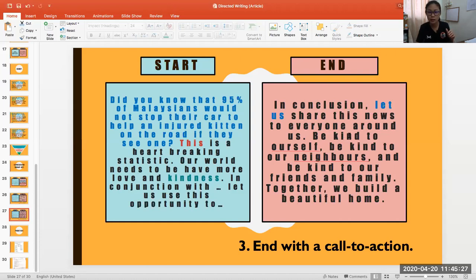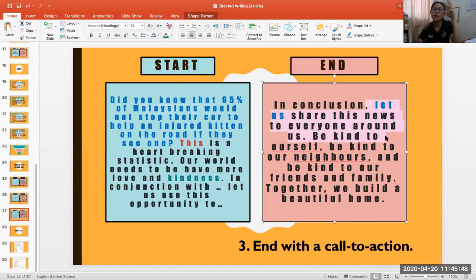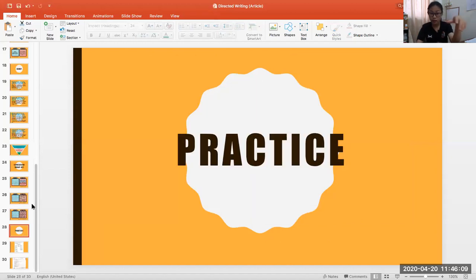Okay, here I highlight. You start with Malaysia, orang Malaysia, kindness among Malaysians. That is your issue at the beginning. So in the end, you want to tell them, let us all share the info with each other so that we can be kind to our friends, be kind to our neighbors, be kind to our friends and family. Let us do this together. It's an action. You ask people to do it together. Okay? That's it, right?